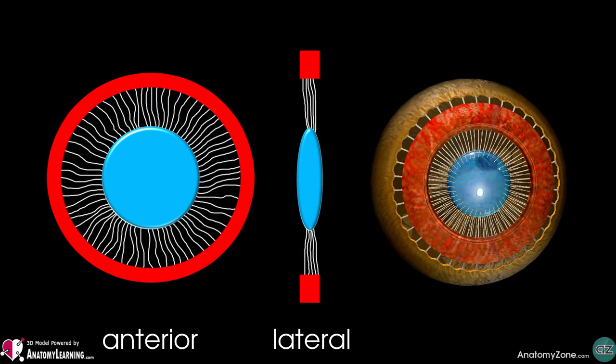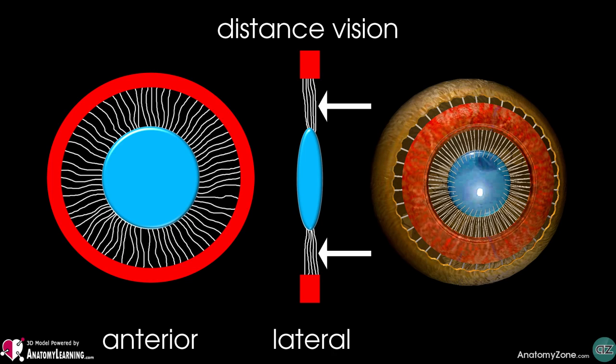Conversely, when the ciliary body is relaxed, the diameter of the ciliary body is greater, which means the zonular fibers are held tight, pulling the lens flat. This optimizes the lens for long-distance vision. In addition to adjusting the lens shape, the ciliary body also contributes to the formation of aqueous humor.